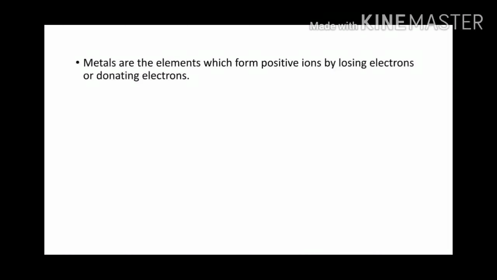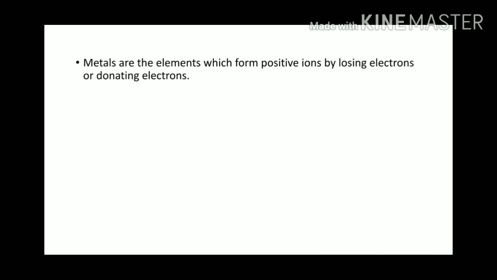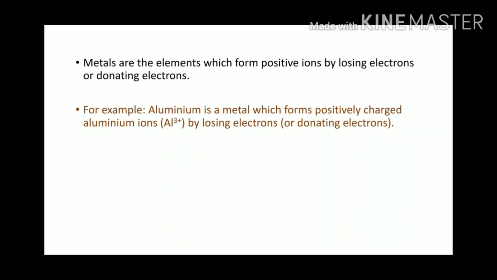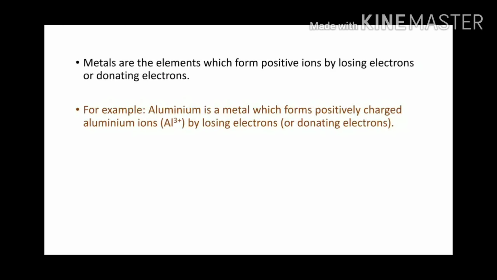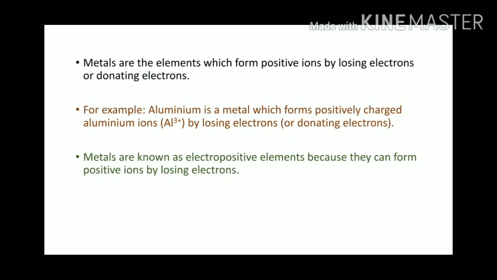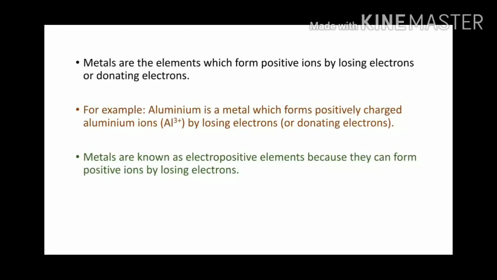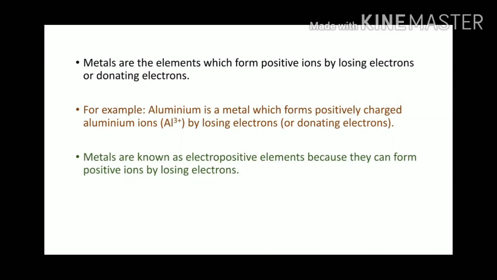Metals are the elements which form positive ions by losing electrons or donating electrons. For example, aluminium is a metal which forms positively charged aluminium ions by losing electrons or donating electrons. Metals are known as electropositive elements because they can form positive ions by losing electrons.